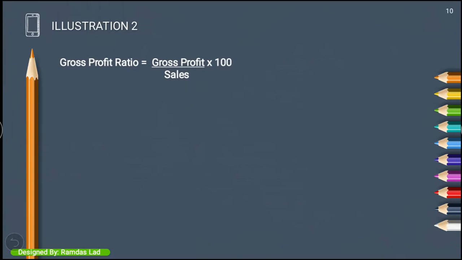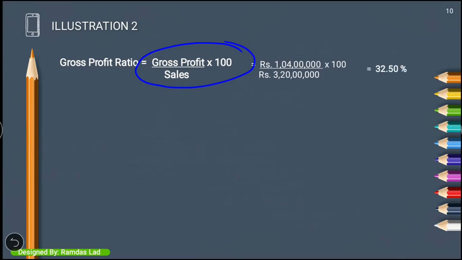So first of all, the gross profit ratio. What is the formula? Gross profit divided by sales into 100. So this is the formula for gross profit ratio. Gross profit is given, which is 1 crore 4 lakh, divided by sales of 3 crore 20 lakh, into 100. So we will get a gross profit ratio of 32.50%. Revenue statement ratios are expressed in percentage.